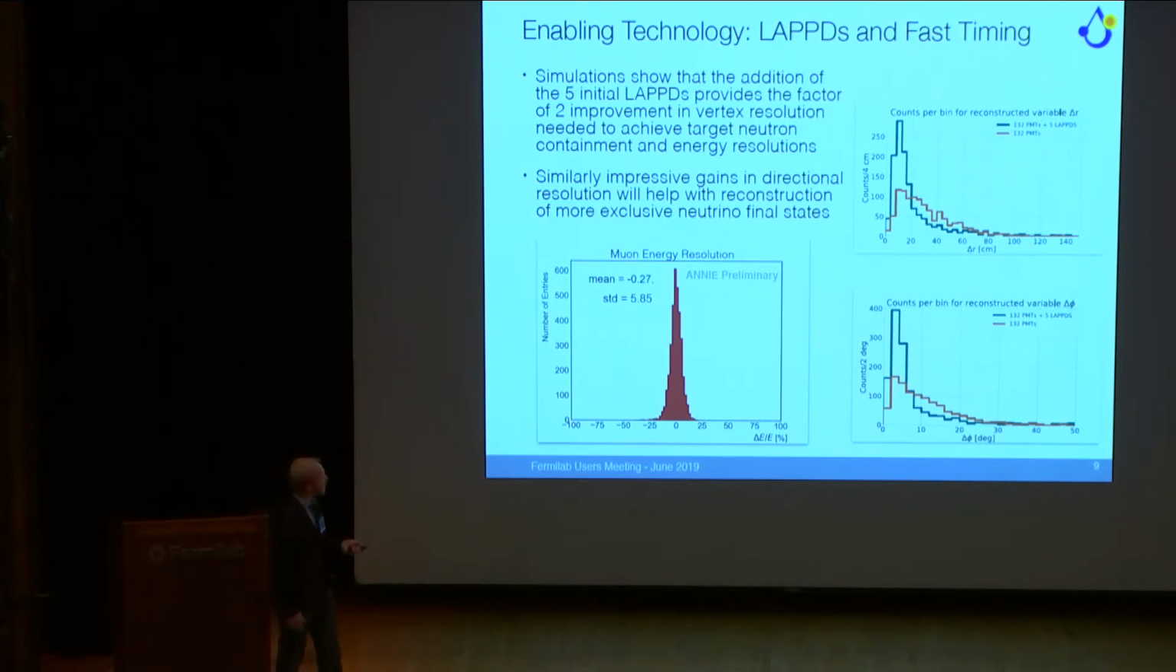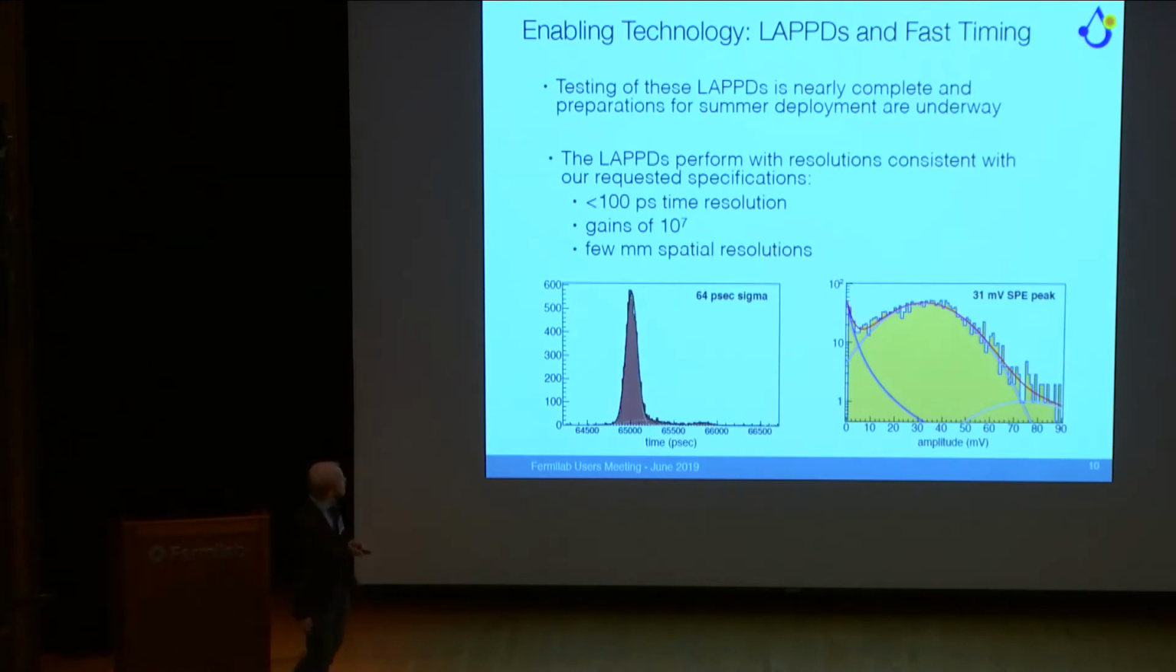And we see a similar improvement in our directional resolution, which will help with multi-track event reconstruction, and this gives us a very good energy resolution of 5.8%, and that's inclusive over all of the muons. This is the muon energy resolution in our detector. Testing of LAPPDs is nearly complete, and preparations for summer deployment are underway.